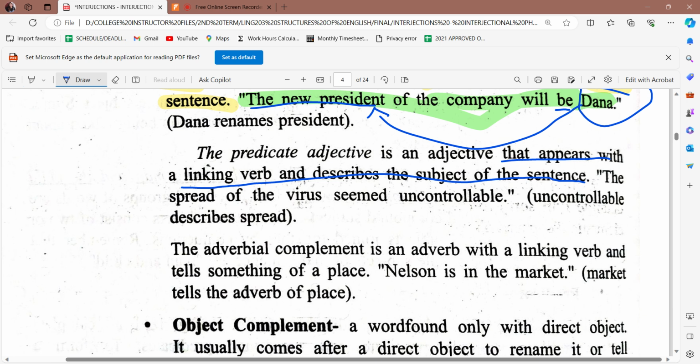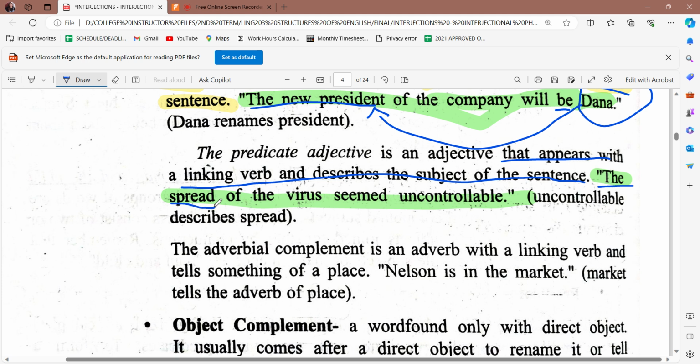So here we are going to look for our subject first because, based on the description, the predicate adjective describes the subject of the sentence. Now let's look for the subject of the sentence in this given example. The spread of the virus seemed uncontrollable. Here, our subject, or the one that we're talking about, is the spread of the virus. So therefore, our subject is the word the spread.